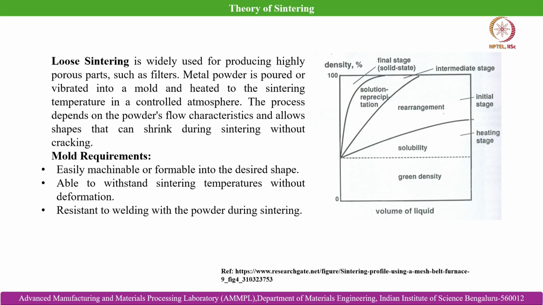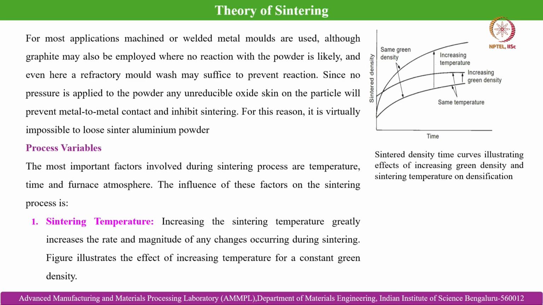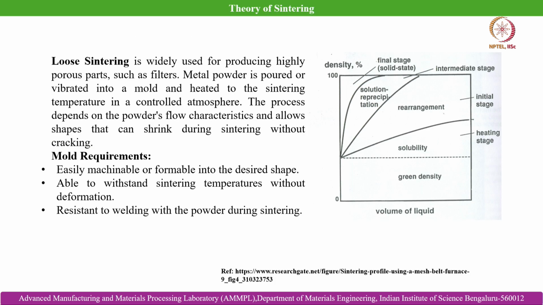Okay. Then loose sintering. It is widely used for producing highly porous parts such as filters. Metal powder is poured or vibrated into a mold and heated to the sintering temperature in a controlled atmosphere. We have already discussed loose sintering, so this is just a recap, so that you can differentiate between liquid phase sintering and loose sintering, the contrast between both of them.